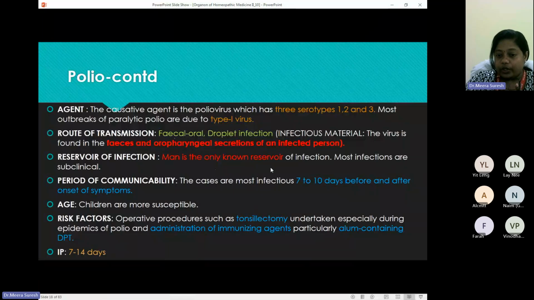Man is the only known reservoir of infection. Most infections are subclinical. Period of communicability is 7 to 10 days before and after the onset of symptoms, which means ideally we should isolate the person for this much time. Children are more susceptible, and a risk factor is if we do a tonsillectomy during an epidemic of polio. And if they are given an alum-containing vaccine, the DPT vaccine, then also it can result in polio. The incubation period is very short, 7 to 14 days.